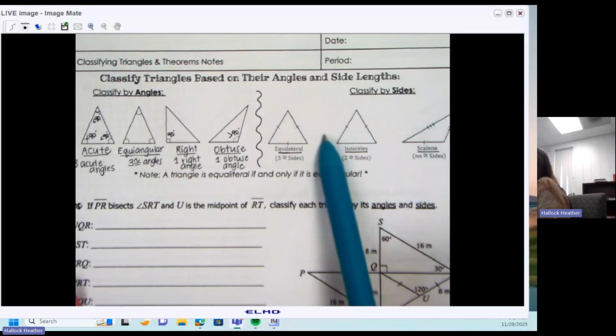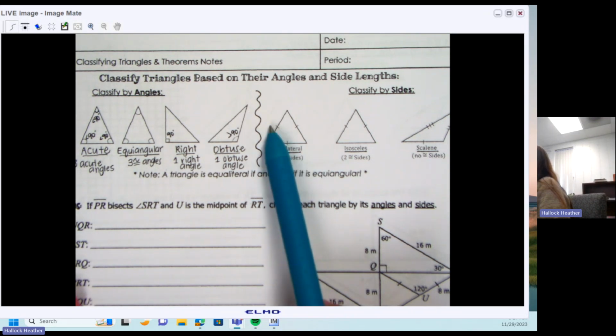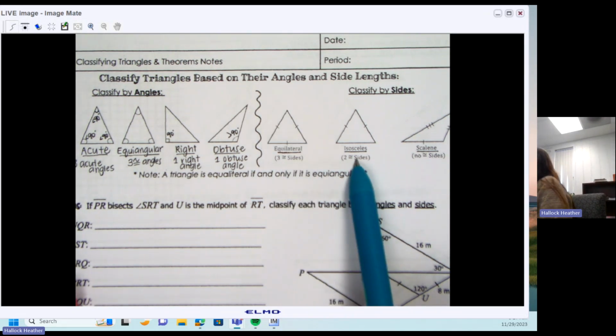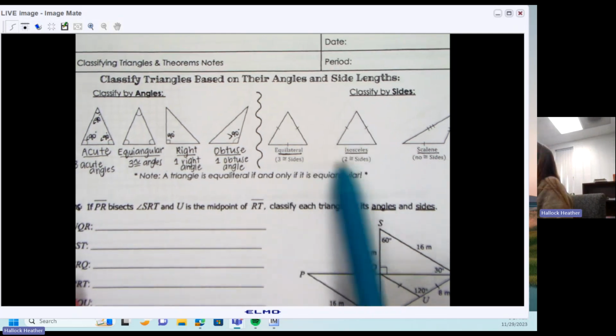We have different ways that we can classify triangles. We have by sides, which is the most common, which we were just kind of talking about. Equilateral has 3 congruent sides. That's why they have one little dash on each side. An isosceles triangle has 2 congruent sides. So it has 2 little dashes. These ones should be the most familiar in your brains. Like, oh, I've heard of these before.